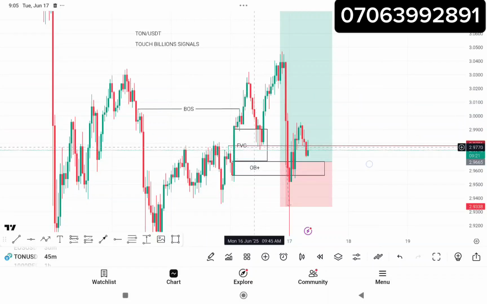So the market came down to this very point, and as I posted in the group, I said I was in the trade at this point where you see this FVG, right? And the market started moving, and I said, okay, let's wait for a retracement to this OB.